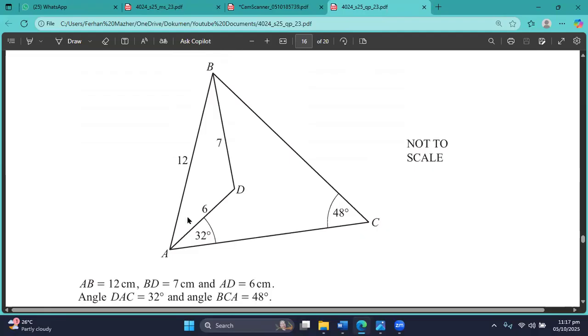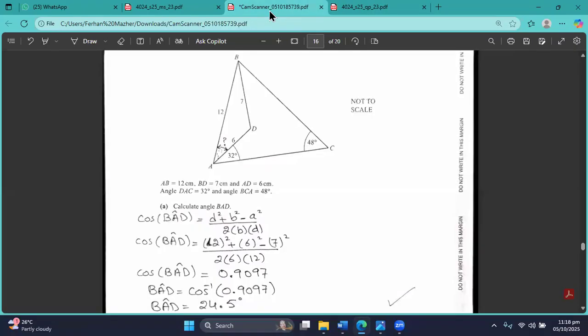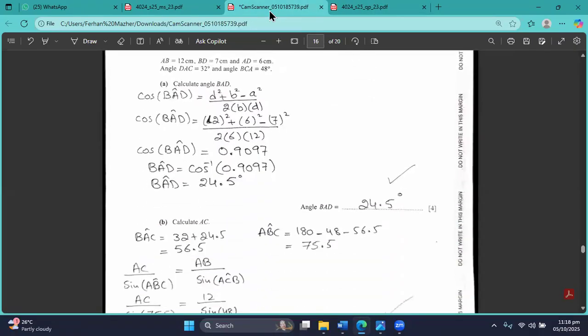I know this angle. I know this whole angle. Now, if I know this whole angle, I know this part, so I can add them up. Then I can find this whole angle: 180 minus 48 minus this angle. So once I know this whole angle, opposite to this is the AC, opposite to the 48 is 12. So I can apply the law of sine, or you can say sine rule, and I can easily find out the value of the AC.